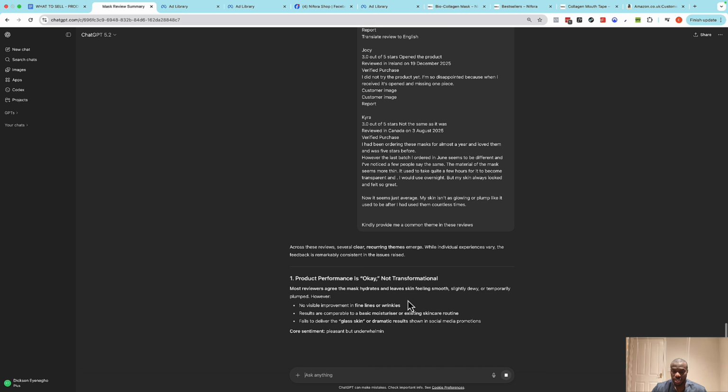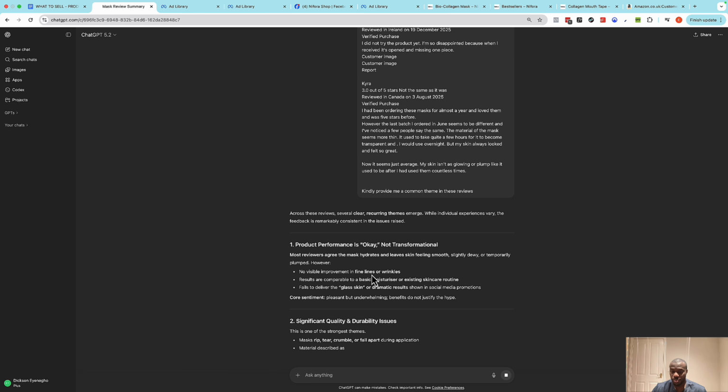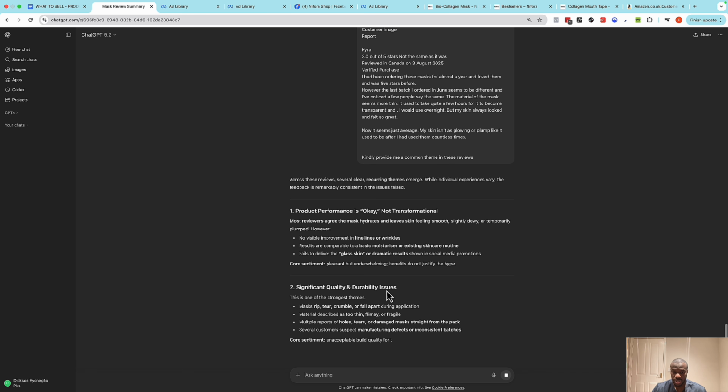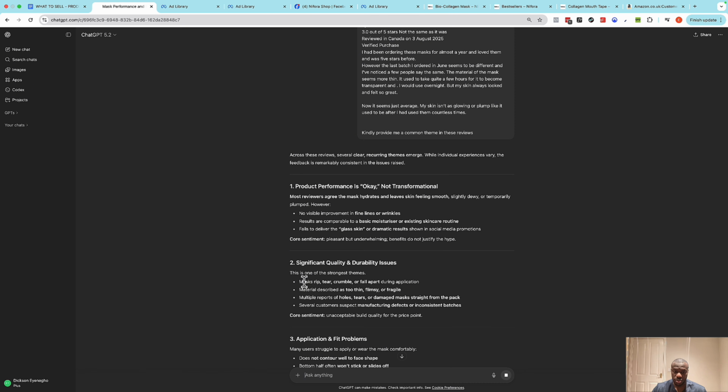It's not transformational. Yeah, people are complaining that there are no visible improvements in the product. Now, significant quality and durability issues. The masks rip, tear, crumble or fall apart. So this is actually a good one.